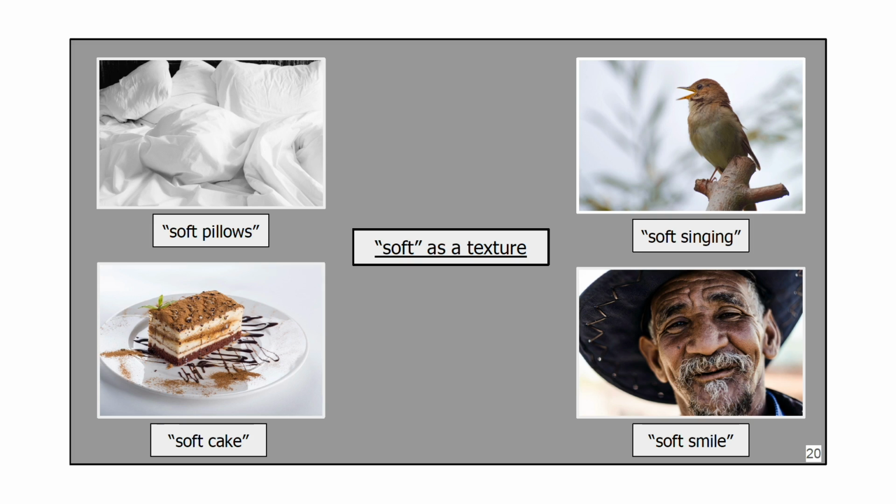The phrases soft singing and soft smile also describe the body's reaction to something, but it does not describe a literal tactile experience. Instead, it suggests how the body reacts or feels to an experience. A soft song is relaxing to the ears, and a soft smile is relaxing to see. That said, they are also relaxing to produce.